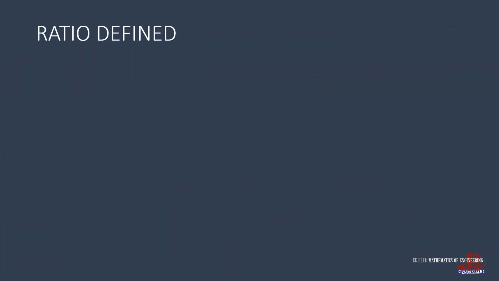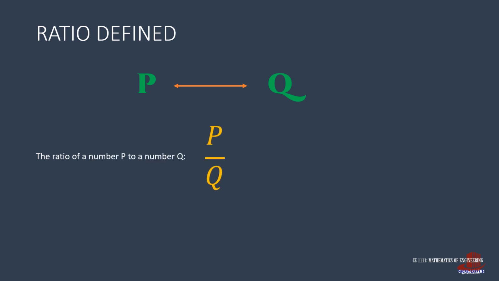Ratio is a comparison of two numbers. Say we have the two numbers denoted as P and Q. Ratio is their relationship. The ratio of one number to another number can be denoted as P over Q. The other way to write a ratio is to use a colon, where the first number P is called the antecedent, and the second number Q is termed the consequent.